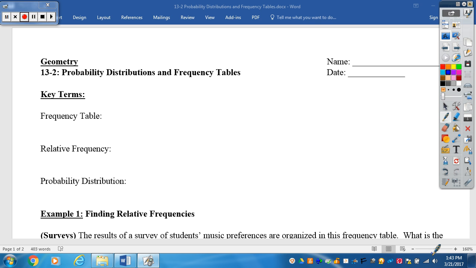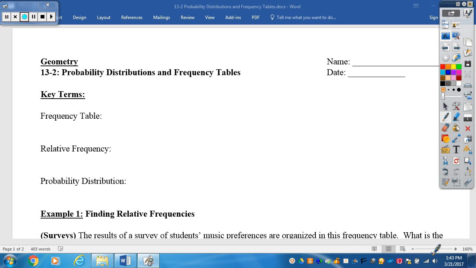So, key terms, frequency table. I'd like you to go ahead and jot these down for me, and then we will take a look at some examples of these. The first one, frequency table, is the data display that shows how often an item appears in a category.